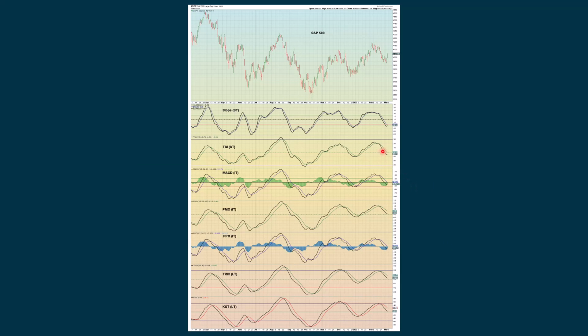Then looking at all of our oscillators, our shorter term ones are trying to turn back up: the slope and the TSI, where the MACD is turning up a little bit. The PMO that I just talked about and the PPO, our longer term oscillators, are still in overall downtrends.